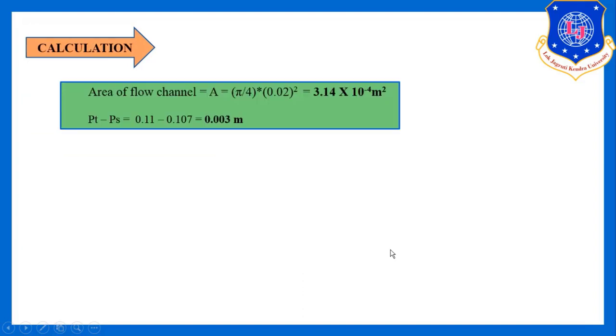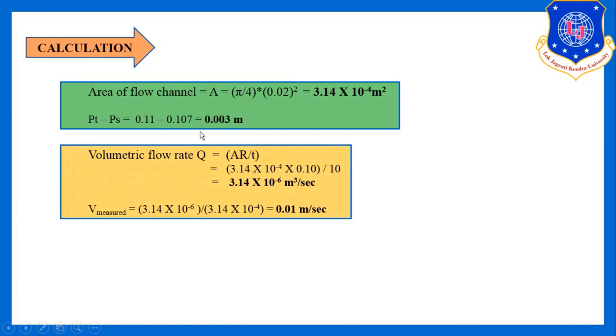I have shown you here the calculation for the first reading. Area of channel is pi by 4 d square, size is given 0.02 meter. So area of the flow channel will be pi by 4 into 0.02 square, which is 3.14 into 10 raised to minus 4 meter square. PT minus PS for the first reading will be 0.11 minus 0.107, which is equal to 0.003 meter.